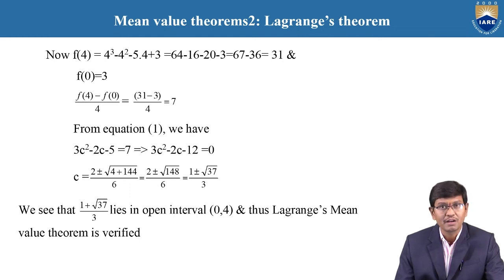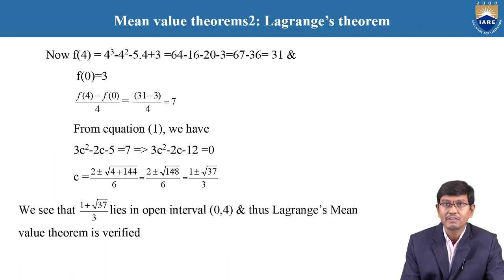Therefore, from equation 1, what we are getting is f dash of c is equal to (f of b minus f of a) by (b minus a). By equating, we get 3c square minus 2c minus 5 is equal to 7. Therefore, 3c square minus 2c minus 12 is equal to 0. By solving this equation using the quadratic formula, we consider the equation ax square plus bx plus c is equal to 0.